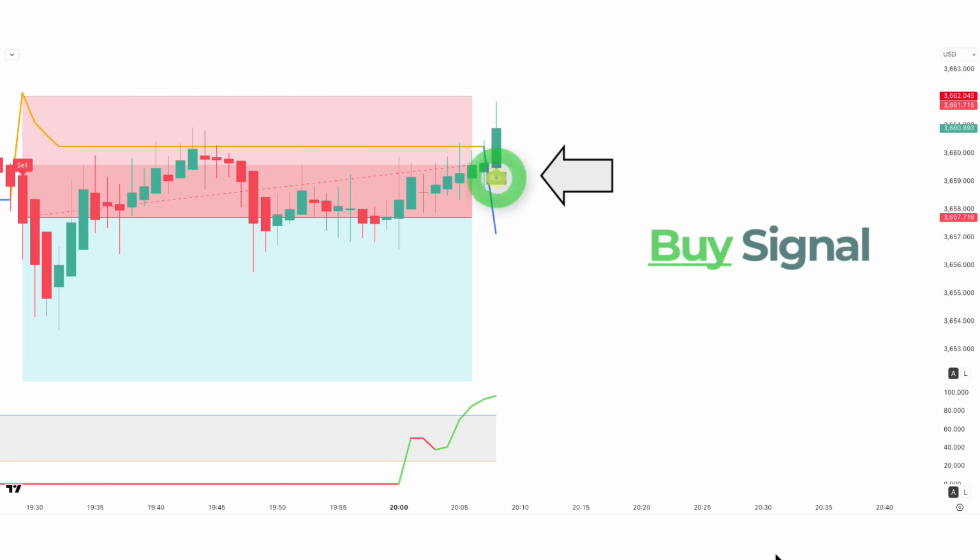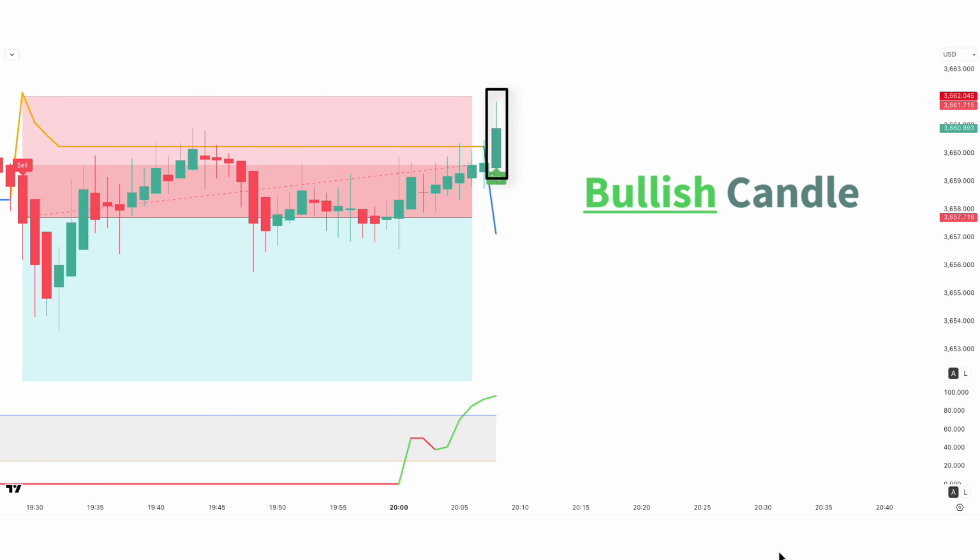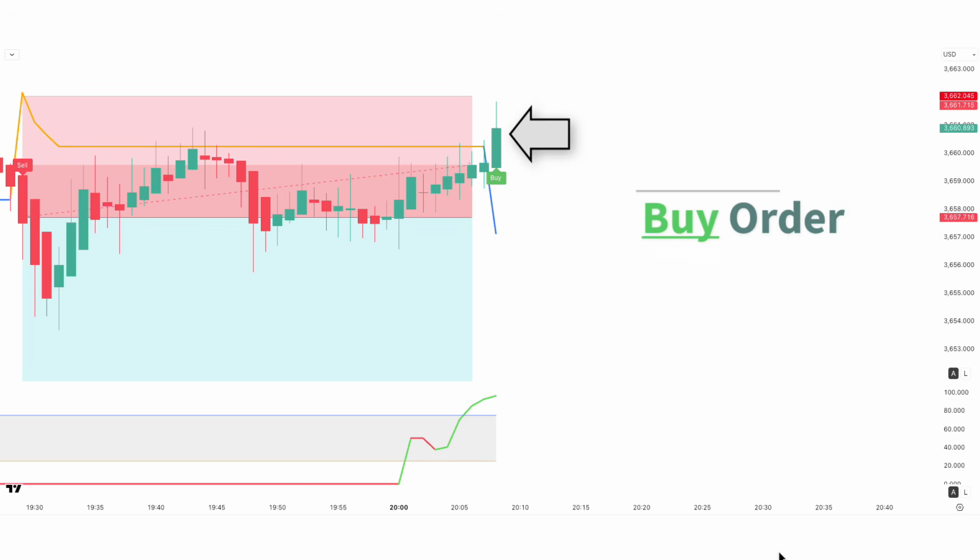Here, the IDX 5 up arrow of this indicator is a buy signal. Here, the green line of the STC indicator is above the black straight line. Here, the market has made a bullish candle to give confirmation. So all our conditions are being fulfilled. So we are placing an order to buy.